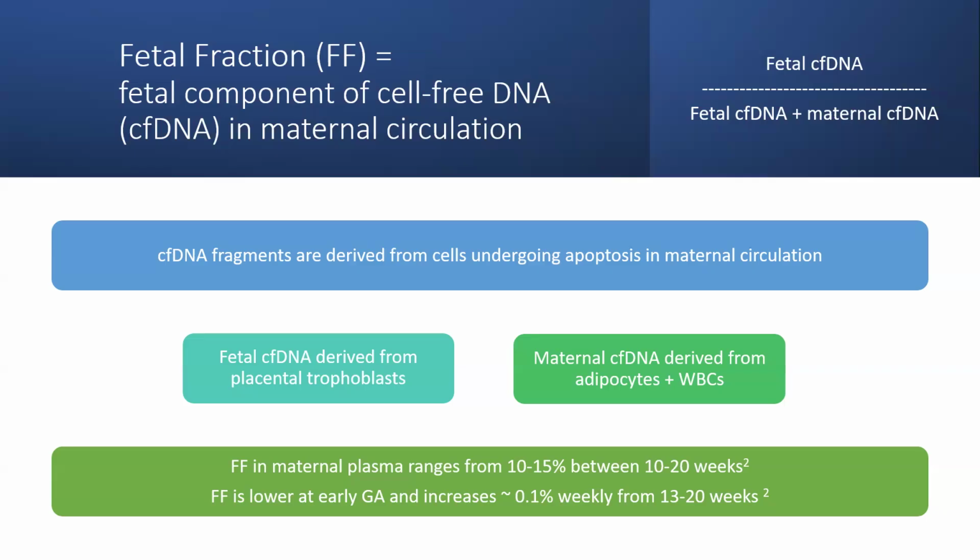In order to calculate the fetal fraction, which has to meet a certain threshold for the analysis of cell-free DNA screening to even occur, you have to come up with the amount of that fetal or placental portion over the total portion of both fetal and maternal together. We know that this fetal fraction ranges from 10 to 15% between 10 and 20 weeks. That is average. We know that it is lower at an earlier gestation and that it does increase by about 0.1% weekly from 13 to 20 weeks. It then ramps up significantly in the mid to late second trimester.